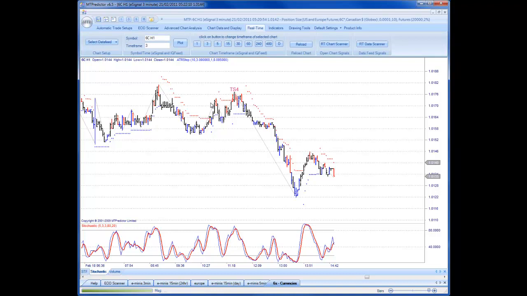As you can see, the software generated a lovely automatic TS4 sell setup at this point here, and as you can see it nailed the decline in the Canadian dollar absolutely beautifully. So let's have a closer look at this.